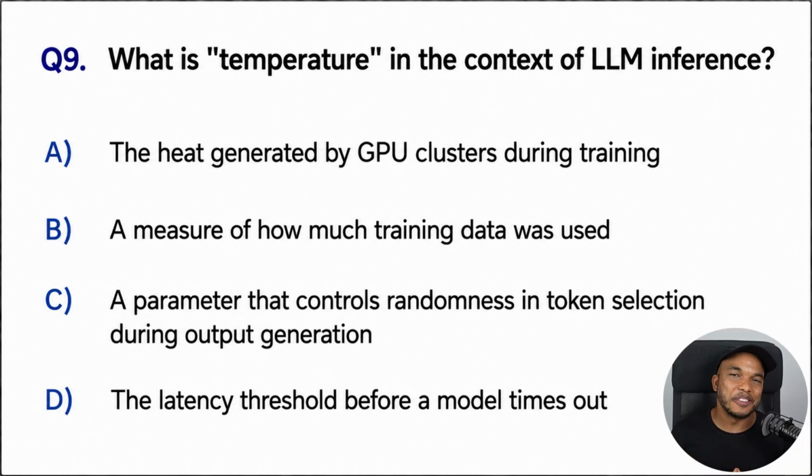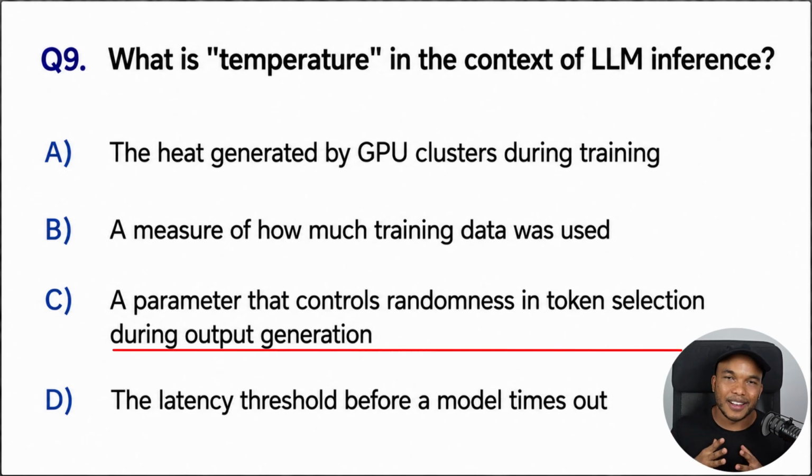And the answer here is going to be C, a parameter that controls randomness in token selection during output generation. Now, the thing about temperature here is that it's a way of determining how creative you want a model to be. So when you have very low temperature, your AI model will end up going with the safest answers, the safest outputs. Creativity is going to be a bare minimum.